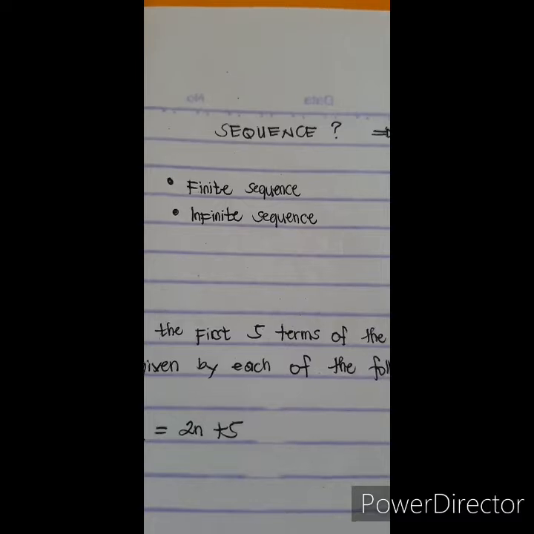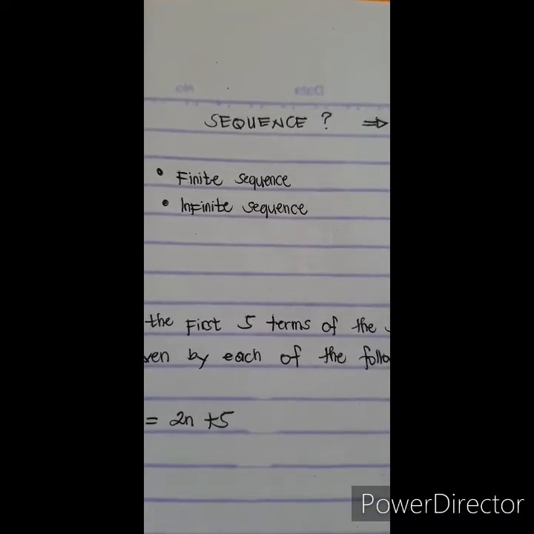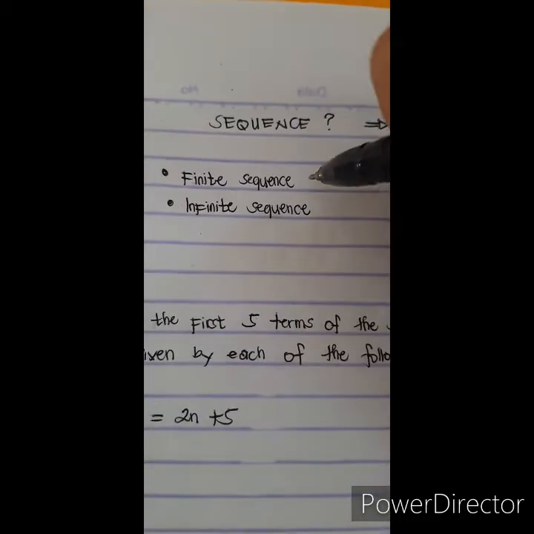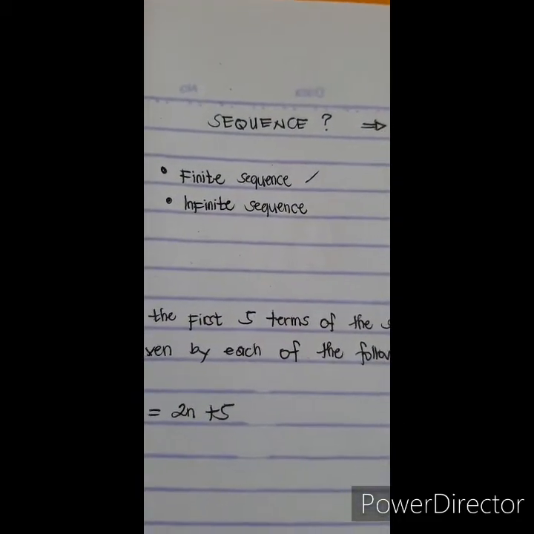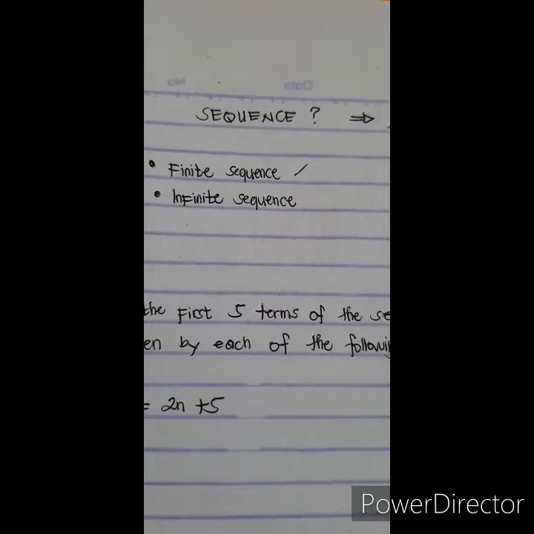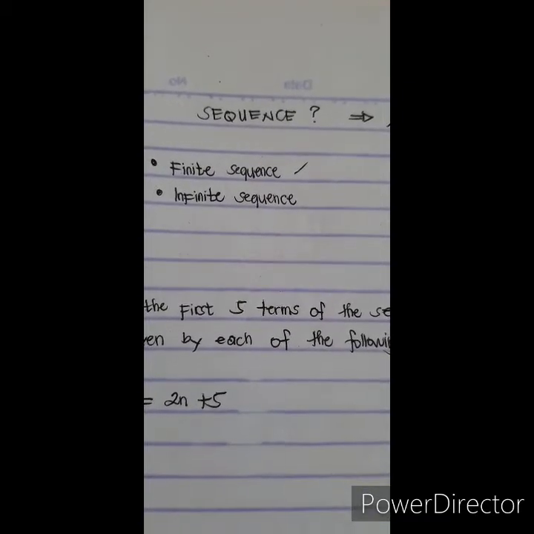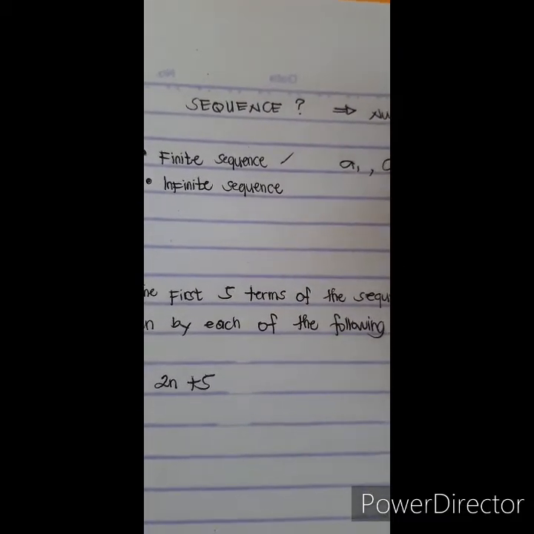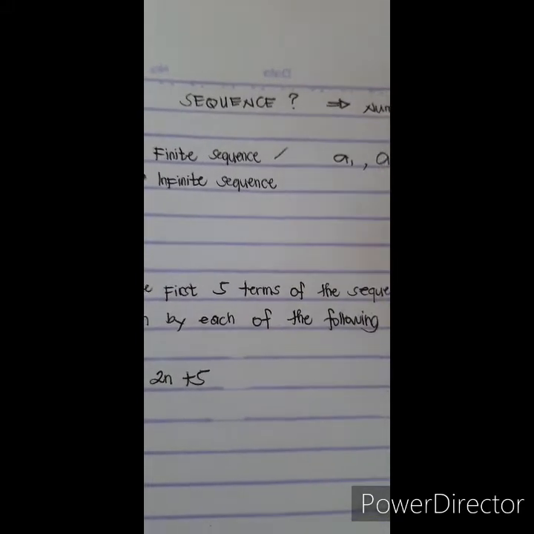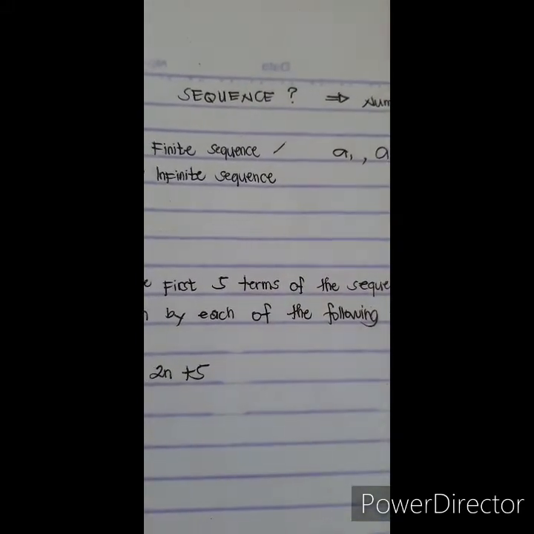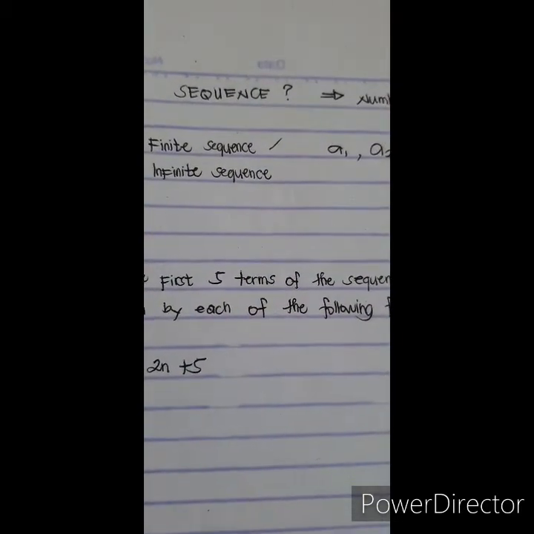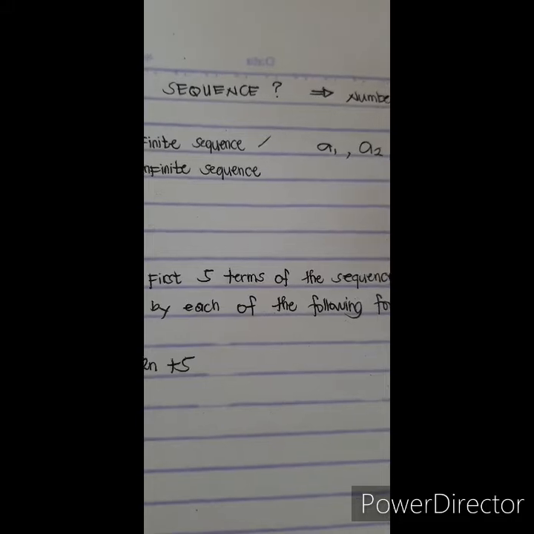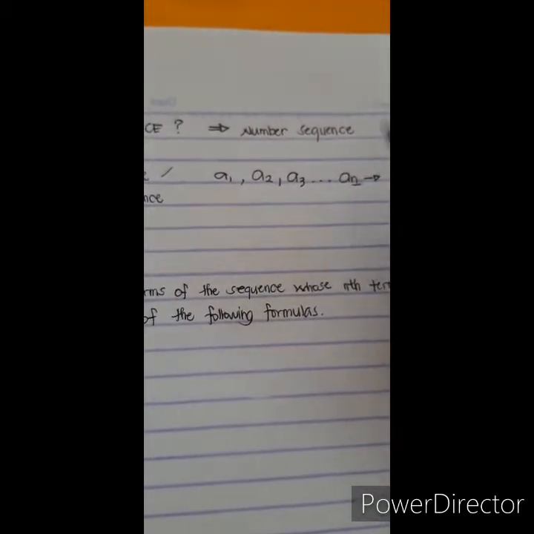Also, we have two general types of sequence. First, we have finite sequence. Finite sequence is a sequence that has a limited number of terms. The terms are denoted by a sub 1, a sub 2, a sub 3, and so on until a sub n, where n is a natural number. Also, n refers to the order of the term.